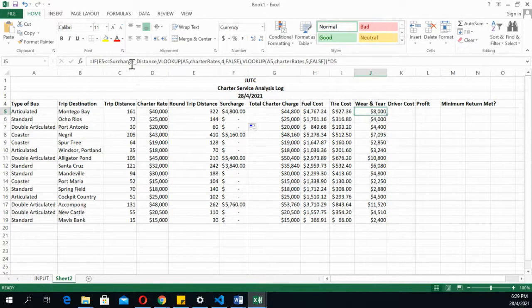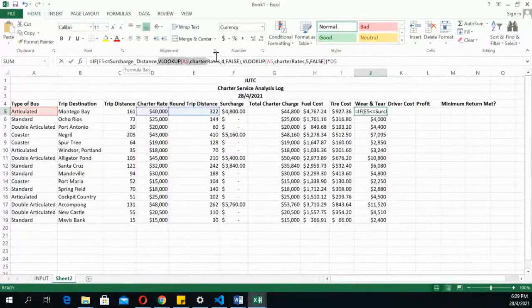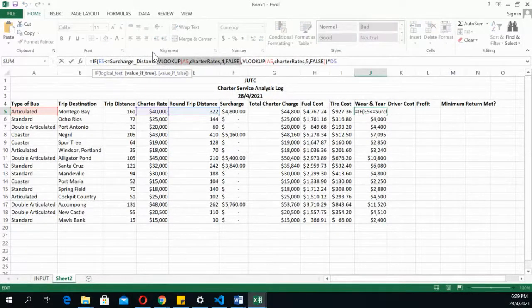So even this structure in particular, if you know that what you're doing requires an if statement, you set up the if statement. So even if you don't get the VLOOKUP part, you would get the marks for setting up this part of the if statement.